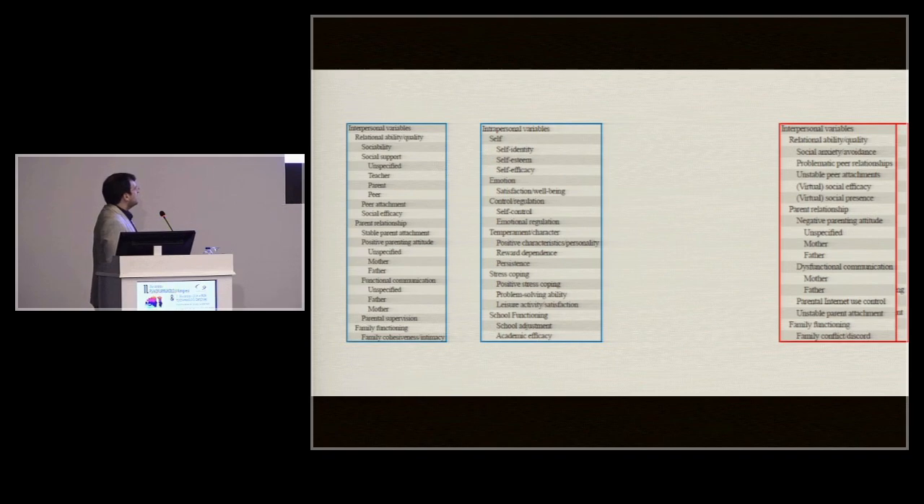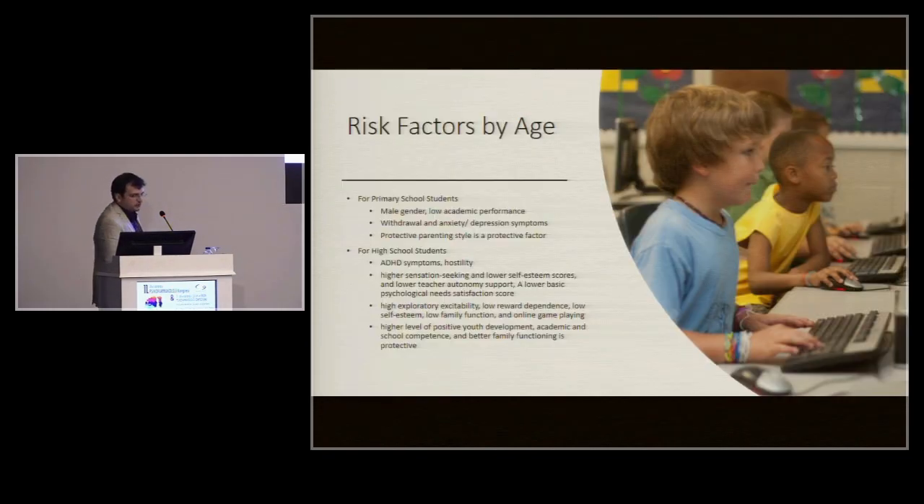We see that issues related to family have less effect, though risk factors related to identity and personal traits play a key role. I can't really comment on the right side due to the slide's malpositioning. Now, when we look at the risk factors of age, we see that for males, low academic performance, withdrawal and anxiety symptoms, and also protective parental style are protective factors for primary school students. Low academic performance is a risk factor, by the way, and obviously protective parental style is a protective factor.